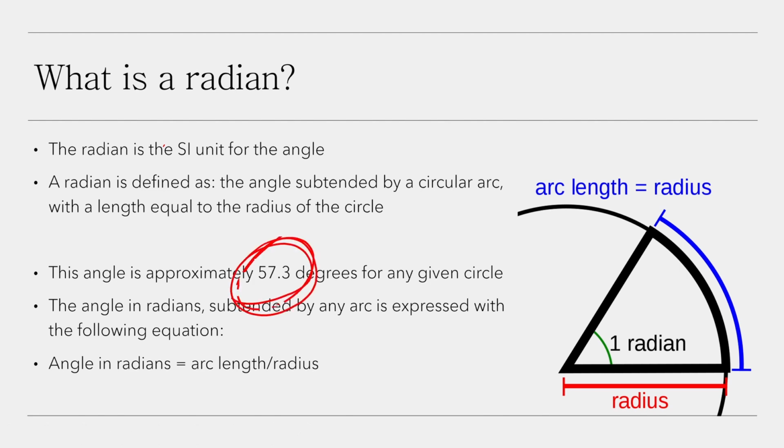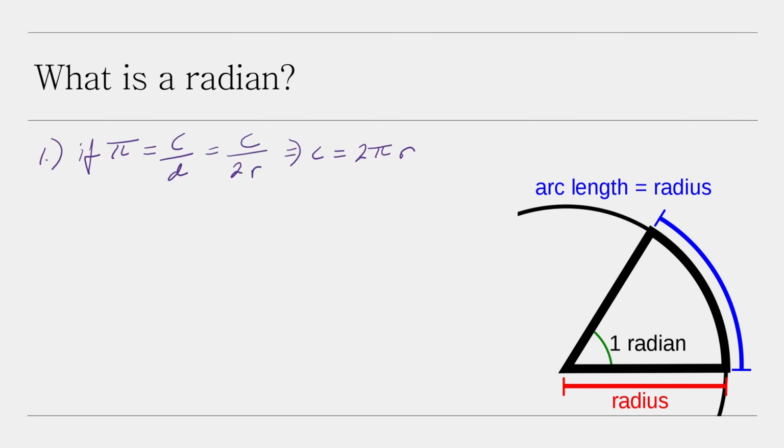But let's discuss why 1 radian is equal to 57.3 degrees. We know that C is equal to pi d, so we can rearrange that and say that pi is equal to circumference divided by diameter, which we can further rearrange to say that pi is equal to circumference divided by 2r, because we know that d is equal to 2r. And we can rearrange that whole expression to say that C is equal to 2 pi r, where we just multiply both sides by 2r. So that's the first part of our expression.